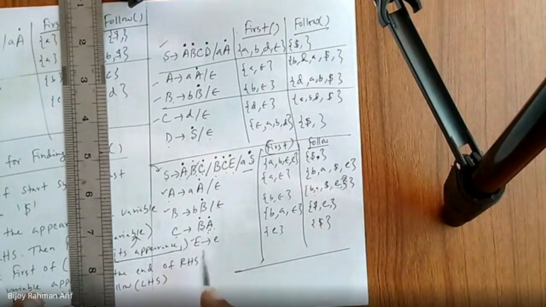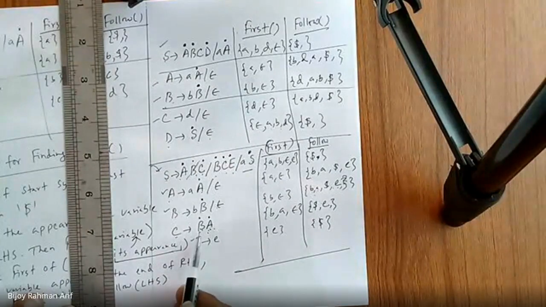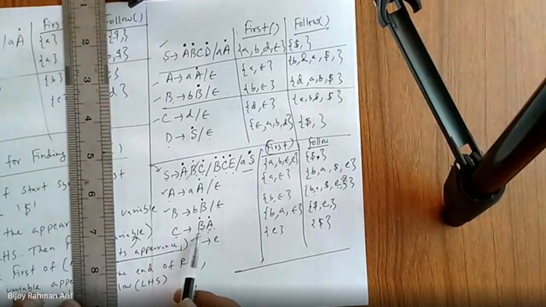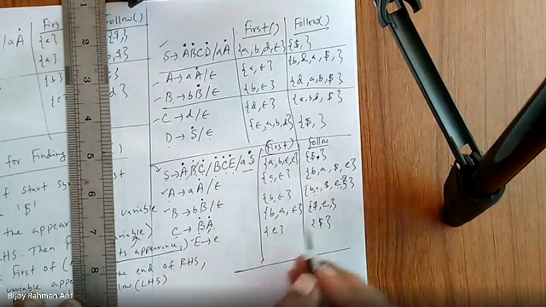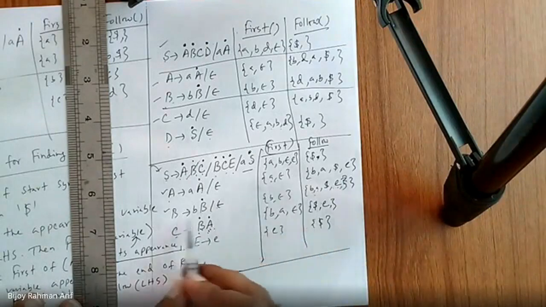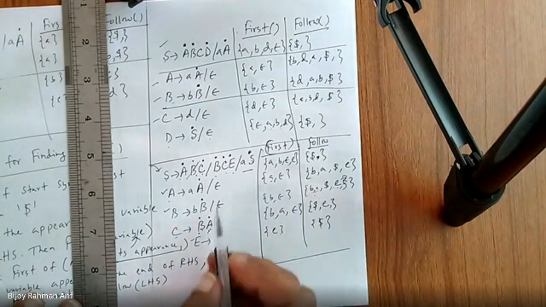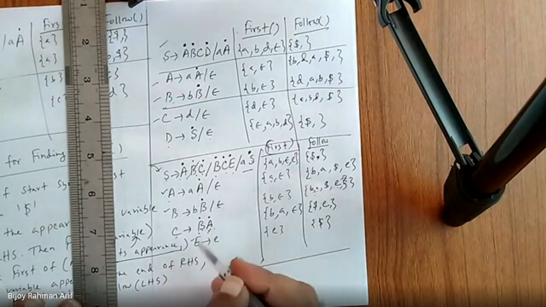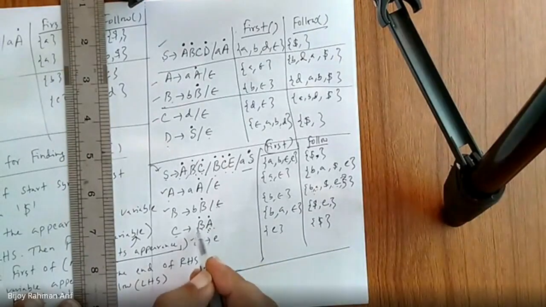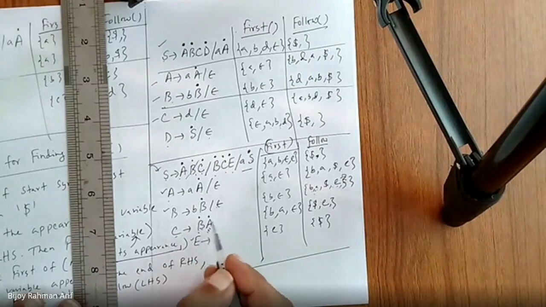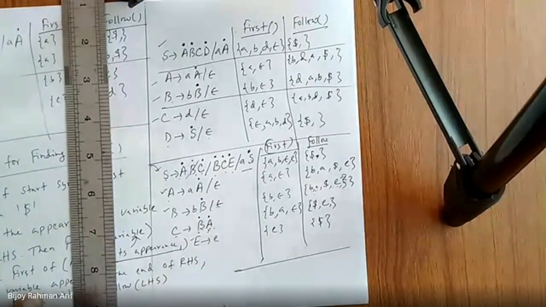For example, this one. Follow of B is nothing but first of A. What is first of A? A. So definitely in the follow of B, A would be there. But A also has epsilon. So if we put epsilon over here, it contributes nothing, but then B appears at the end. Am I right? Yes, sir. So it is something like this.